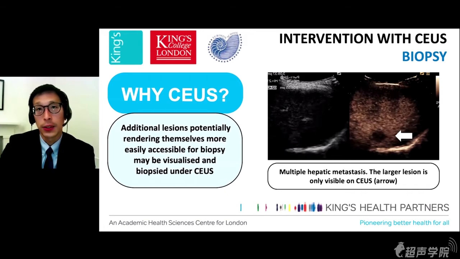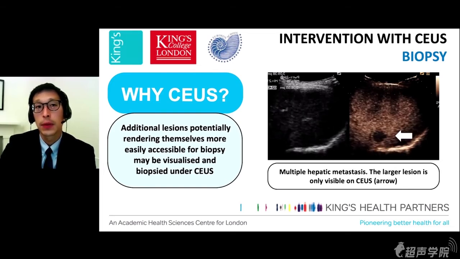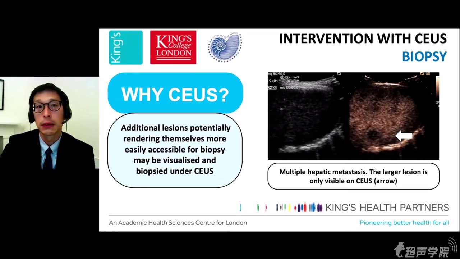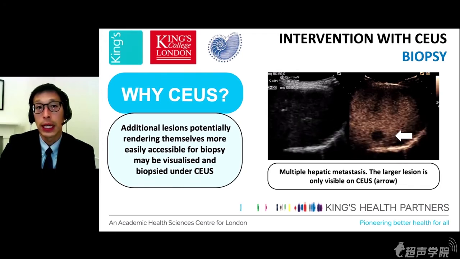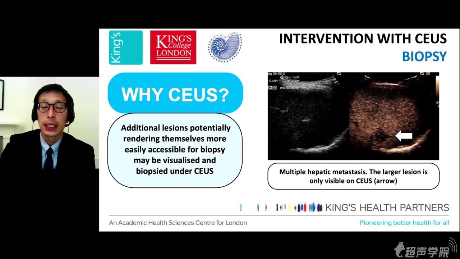Another way contrast enhanced ultrasound can help with your biopsy is that if there are additional lesions that's not easily identifiable on the grayscale ultrasound, it may become clearly visualized on the contrast ultrasound. So here we have multiple liver lesions within the liver. The larger lesions initially cannot be identified on the grayscale ultrasound, but by applying ultrasound contrast agent, we can actually identify this larger target, and we can then target this lesion and provide a better chance of getting a positive yield from the biopsy.